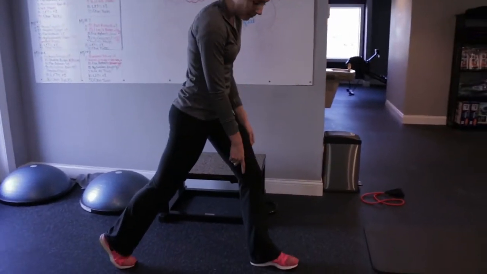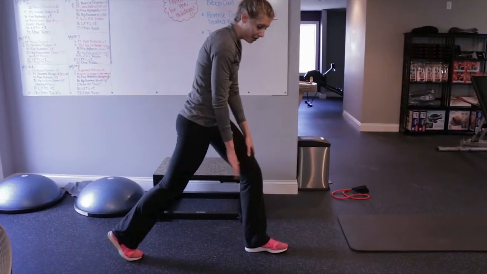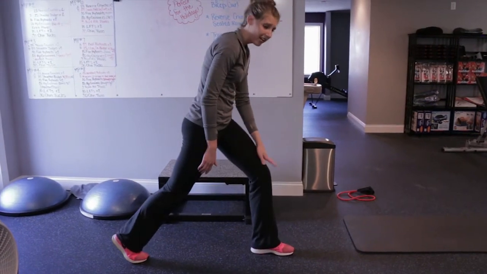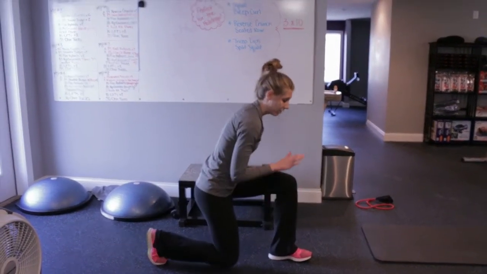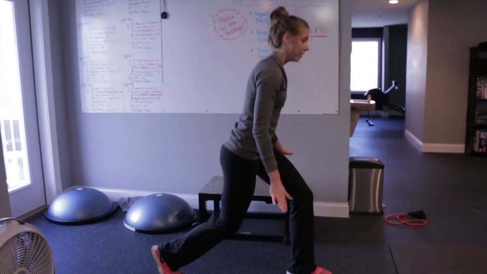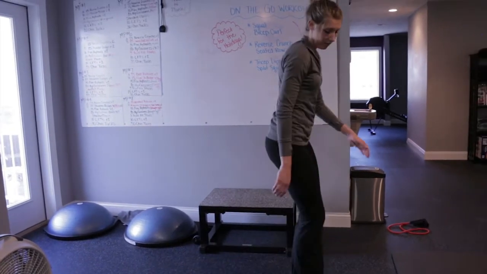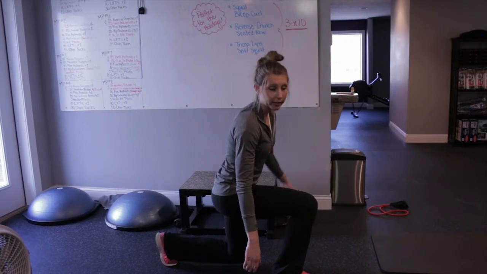Really focus on keeping the heel of your front foot stuck to the ground. We don't want you going up on your toe and causing a lot of pain in the knee. So make sure that you keep that heel down so your knee stays right above your ankle. So you're just going down and up. Again, you're doing 10. Then you'll switch and do it with the other foot forward like that.